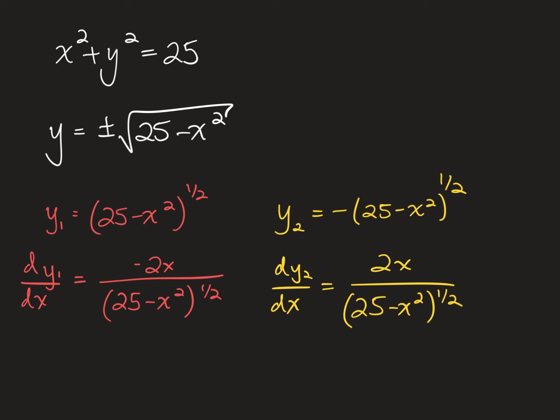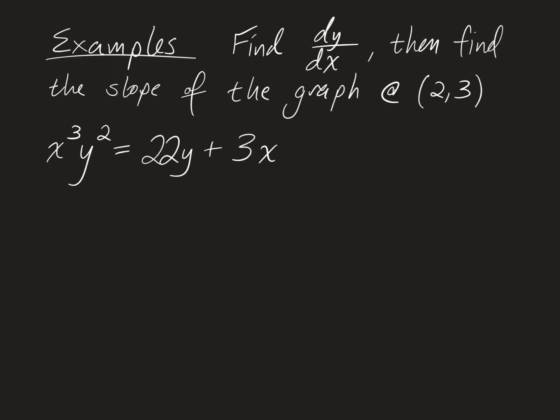But yeah, so just because you can solve for y doesn't mean you should. Trust me. Most of the rest of the examples, you won't even be able to solve for y anyway. So it's a good idea just to get comfortable with how implicit differentiation works. That being said, let's find the derivative of this function. Once we find it, we will then find the slope of the graph at 2, 3.